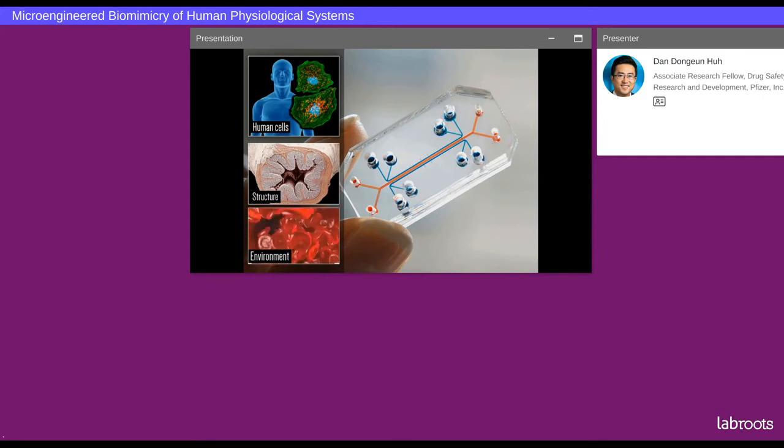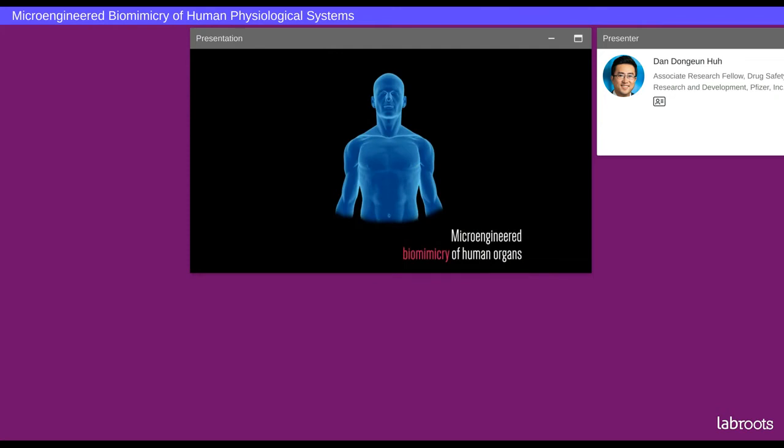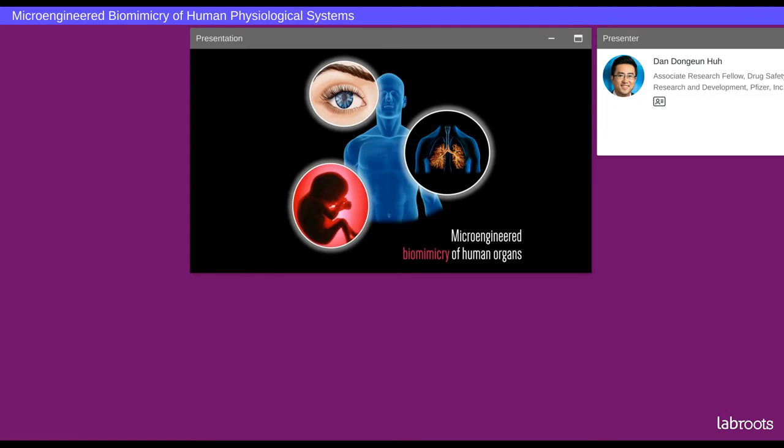So here the idea is to use these systems as microengineered models of human tissues and organs for a variety of applications. So these systems are collectively known as human organs on a chip, and this term is used synonymously with tissue chips or microphysiological systems. So what I'd like to do today is to give you a quick introduction to this technology and perhaps help you better understand what this technology allows us to do using several examples of human organs on a chip model systems we're developing in my lab.